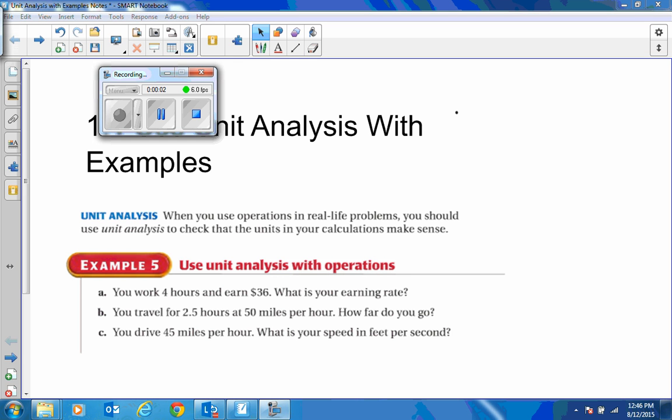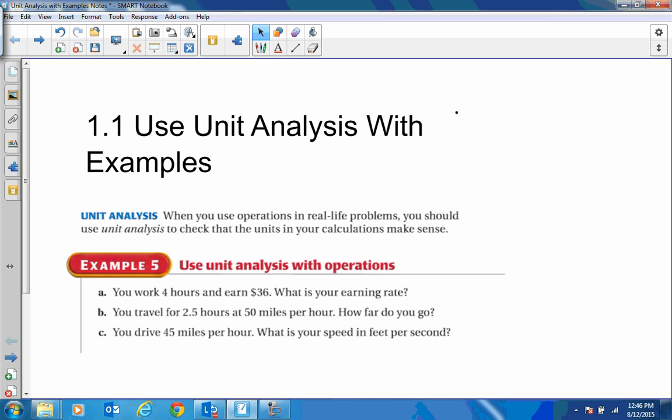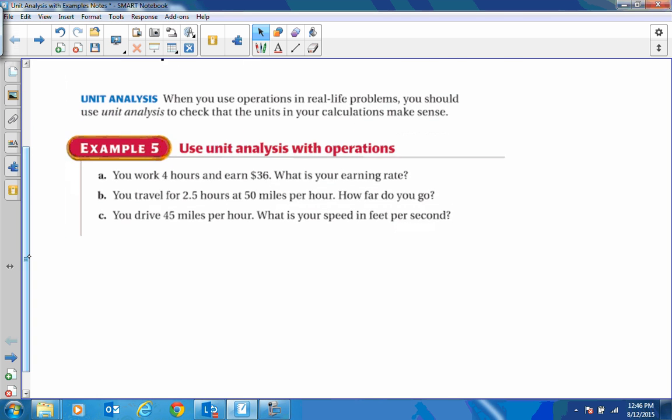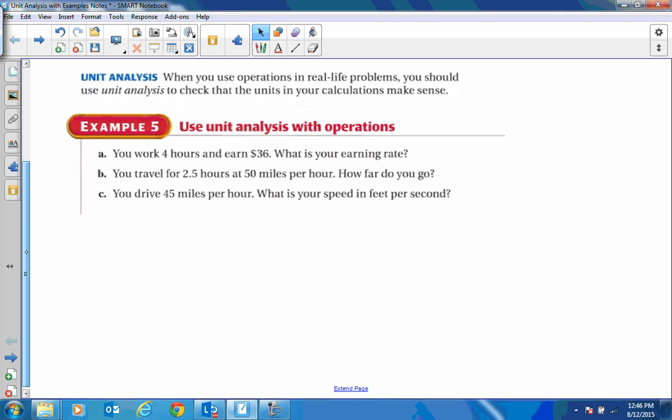Okay, 1.1 unit analysis of examples. We're not going to do the whole thing, just going to work on unit analysis of examples. When you use operations in real life problems, you should use unit analysis. Check that the units in your calculations make sense. It's something that you just need to be able to do. Real world examples are probably what we'll go through.